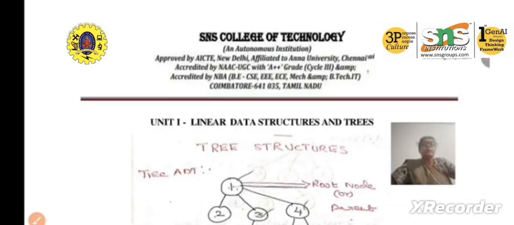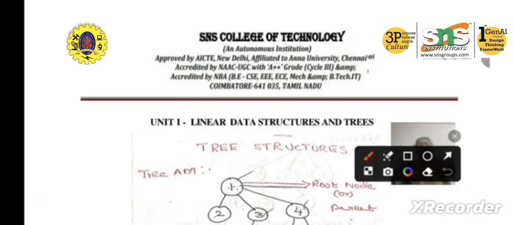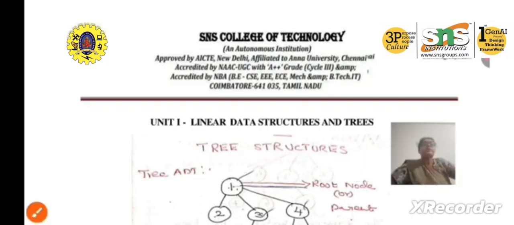Today we are going to explain about a tree, that is, a tree structure. A tree is a widely used abstract data type that represents a hierarchical tree structure with a set of connected nodes.